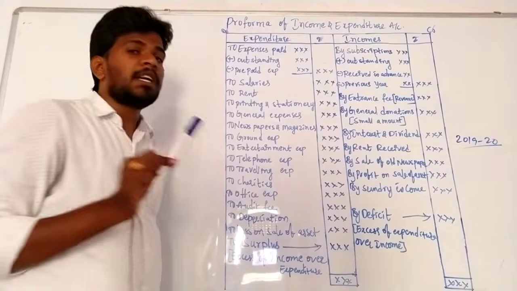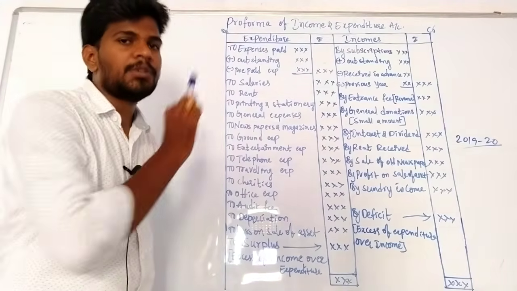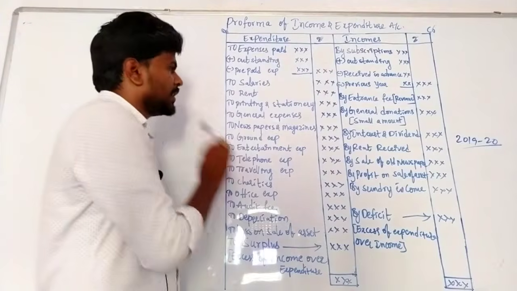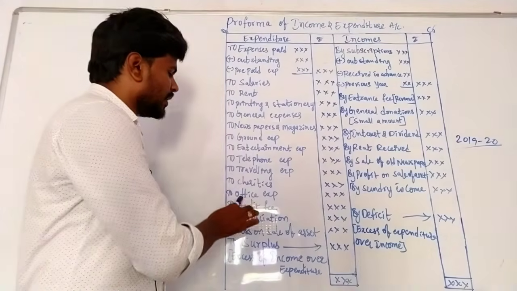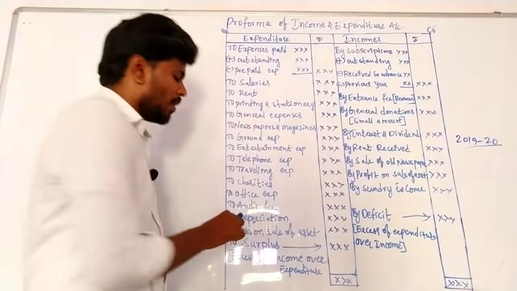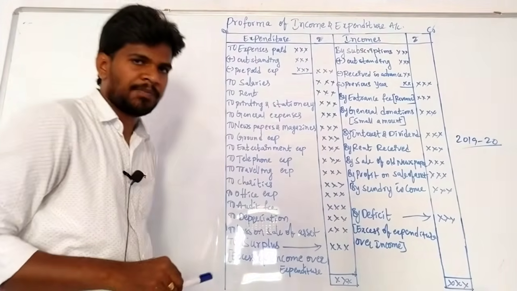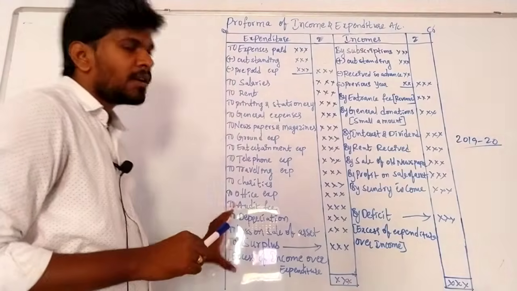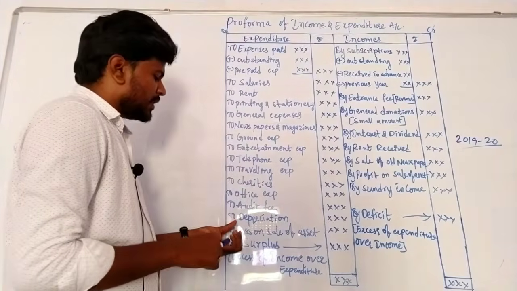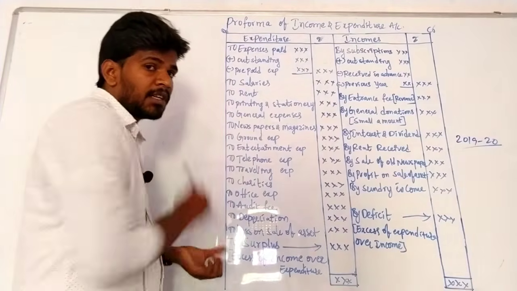Charities are one of the expenditures related to a charitable trust. That is also taken as an expenditure. Next, office expenses, audit fee, depreciation. Depreciation is a loss. All the expenses and losses are debit. That's why any depreciation is also taken on the debit side.